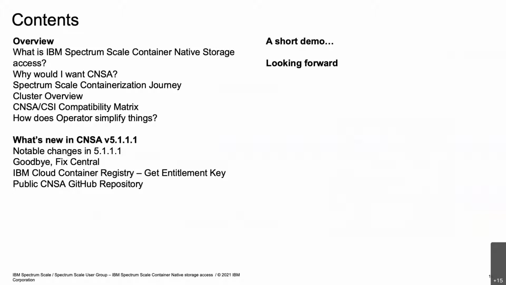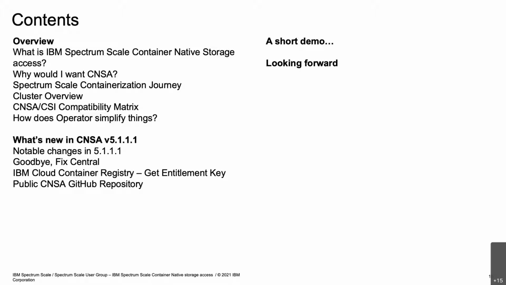So what we'll talk about today is what is Spectrum Scale Container Native Storage Access? Why would I want it? Our containerization journey from past, present, and future. An overview of what we currently have for our client cluster, our CNSA and CSI compatibility matrix with respect to Red Hat OpenShift, and also what levels of CNSA and CSI, and how does an operator simplify things? Why do you want this thing, and why is it so cool?